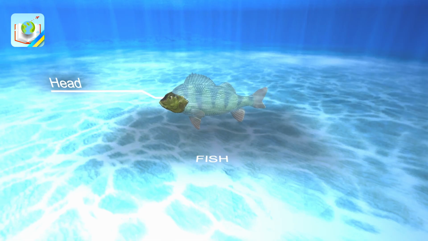The head is fixedly connected to the trunk. There are no clear boundaries between the parts of the body. The mouth opening is surrounded by the upper and lower jaws. The lower jaw is mobile, which enables active capture of prey. The head also has eyes and nostrils, which are connected to the olfactory receptors. Gill covers are located on the sides of the head. They cover the respiratory organs, the gills.